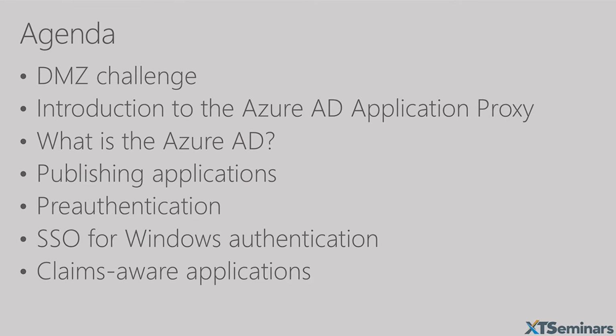And then we'll look at publishing applications. How do we publish applications? What is pre-authentication? And how do we use it? And why should we use it? And then how do we start getting single sign-on, and maybe to a legacy application that is using Windows integrated authentication? How do we deal with that? And then you've got claims-aware applications, and you might have WS-Fed apps, but you're more likely these days to be using modern authentication protocols, such as OpenID Connect. So how do we integrate all that together?